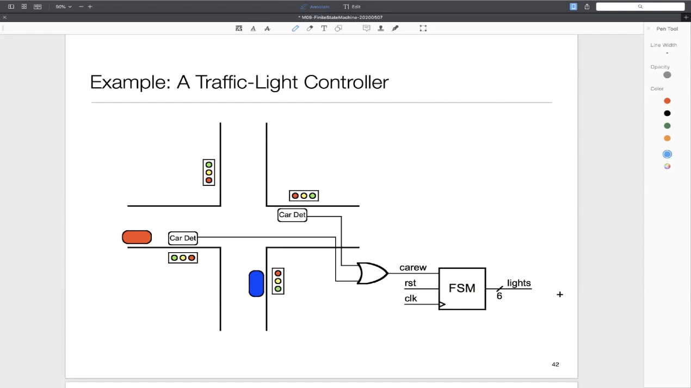There is of course a clock and lights. We really have only 6 lights because the lights facing east and lights facing west are the same, and likewise lights facing north and south are the same, right? So this pair of lights is 3 lights, and this is 3 lights. So there are 2 sets of lights. That's why we have a total of 6.